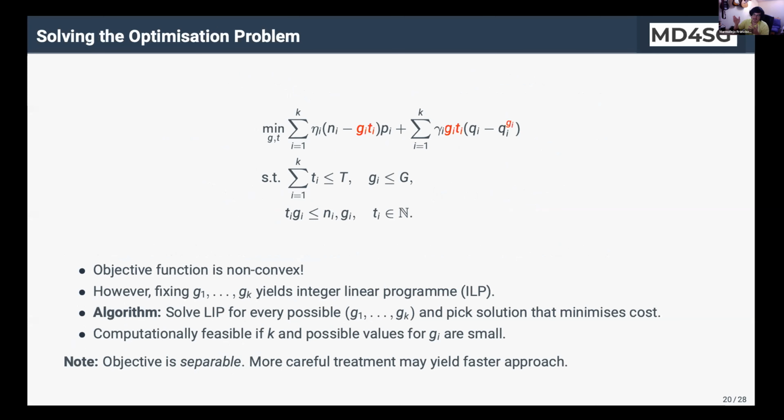And a first pass at this, and again, this is still a work in progress, is that if we fix these, we can solve the integer linear program efficiently, and we can optimize this feasibly for a small number of categories and group sizes. But of course, there's still potential for improving this because the objective is separable, and it's still fairly nice, and it's one thing that we're working on currently.